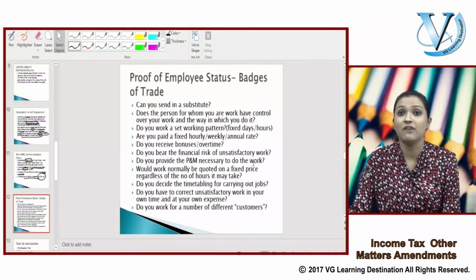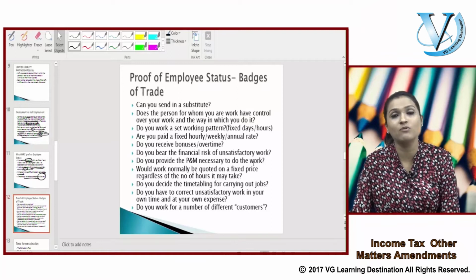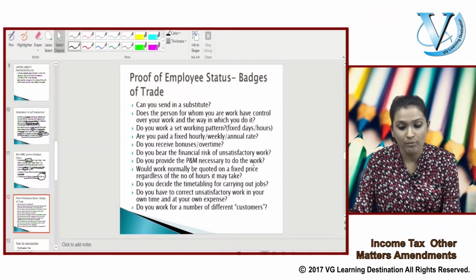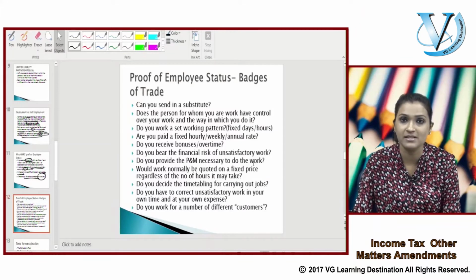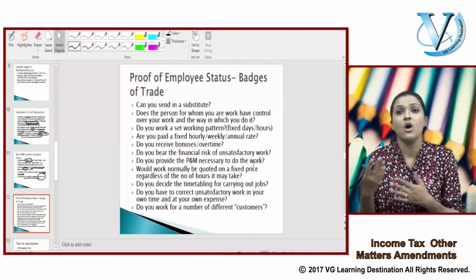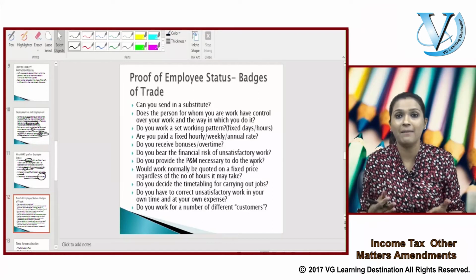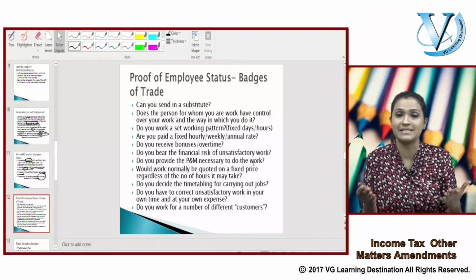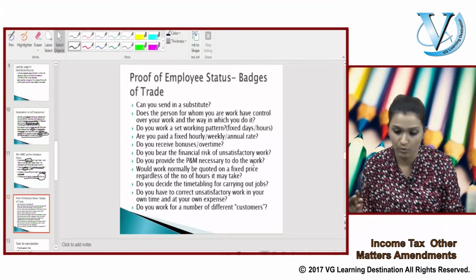Definitely yes. If you're an employee, you would be entitled to receive overtime. You will be entitled to receive bonuses. However, if you are a self-employed person, you may not be entitled to receive bonuses or any extra payment for the overtime work that you have put in. Why? Because this is your own work, your own business, you're self-employed. So who is there to give you any extra bonuses?